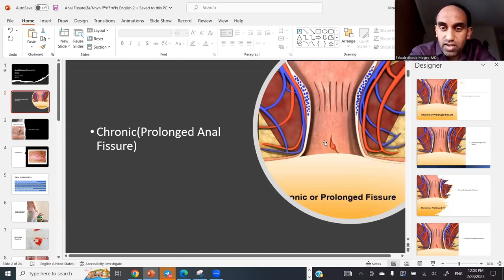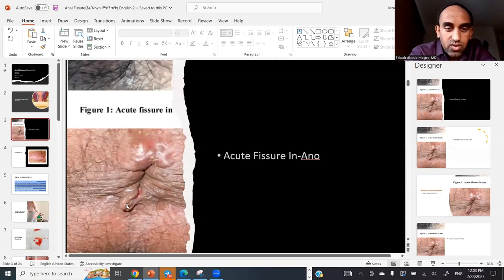So you can see a fissure here, typical. This is most probably a chronic fissure. It's not healing, it has been there for a longer time. Fissure in ano, acute anal fissure. You can see the fissure here. Most of the time, with acute fissures, there will be bleeding; with chronic fissures, there will be chronic granulation tissue in the base. They may not be actively bleeding. They may not be as painful as well, but acute anal fissures are very painful. Most of the time, they will have bright red bleeding, okay?